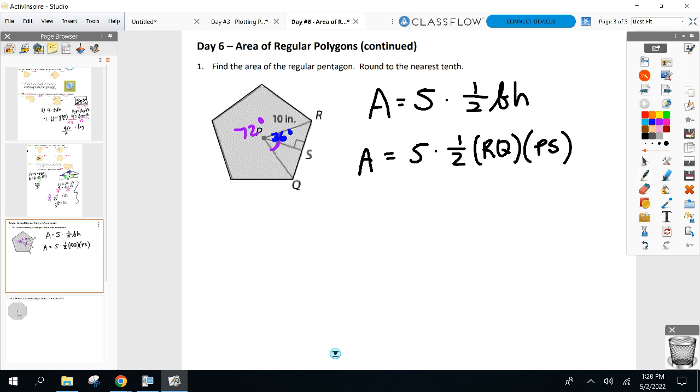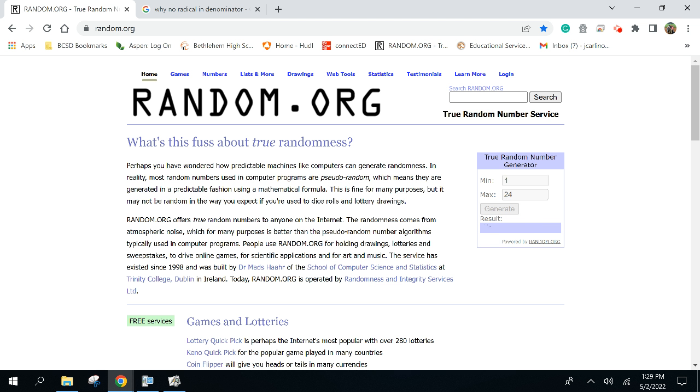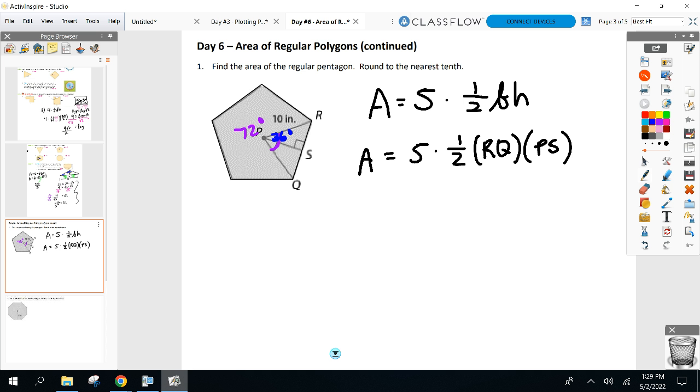You guys have a preference? What do you want to do? RS or SP first? Anybody have a preference? All right, how about somebody just makes a decision for us? Griff, what do you want to find? PS or RS? RS, you got it. Let's find RS, everyone.